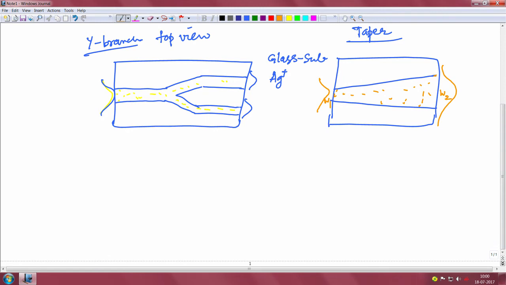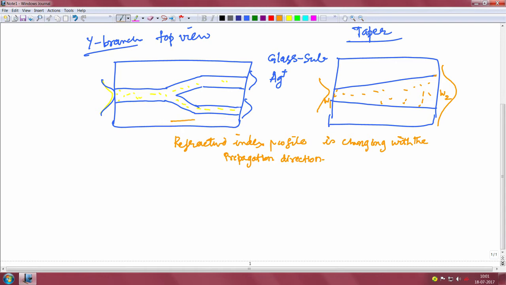So, one of the important features in all these examples is that the refractive index profile is changing with the propagation direction. If we say z is the propagation direction and x is the direction in which the mode is confined, we can say that along the propagation direction the refractive index n is a function of x as well as z.